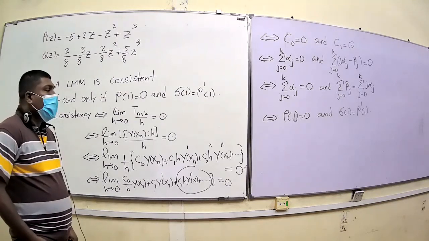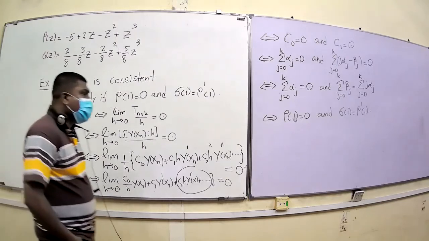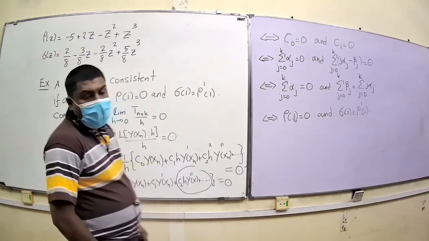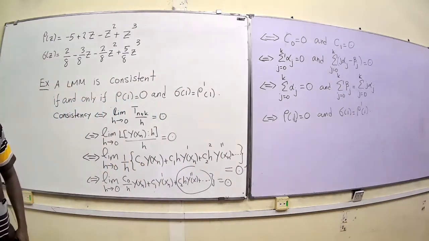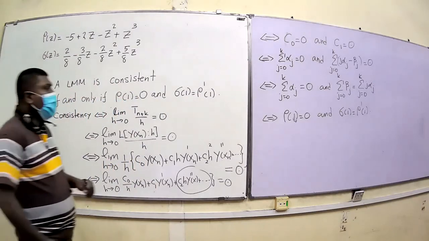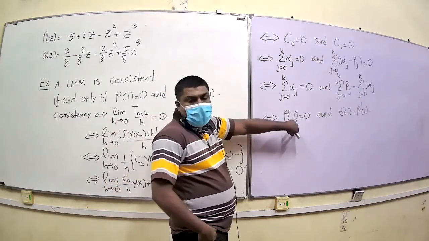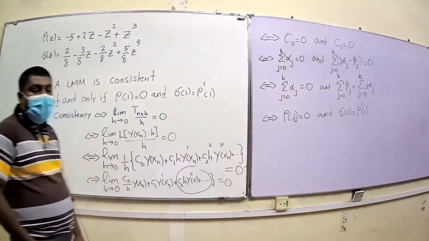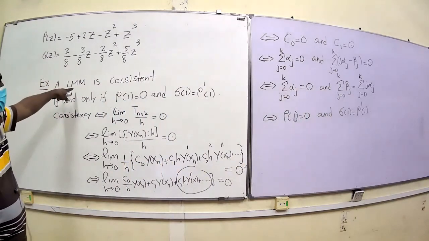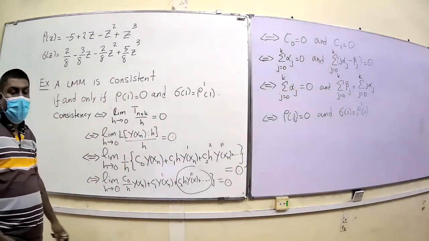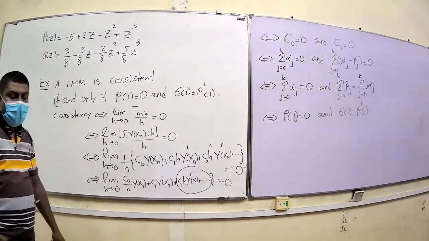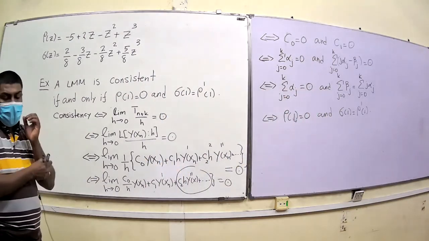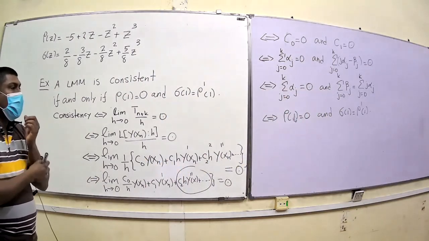So we will stop here, and in the next class we will see a relationship between this condition and the order of the method. Once you see that condition, you can combine consistency with the order of the method. You already know how to find the order of the method, so you can easily check the consistency by just finding the order of the method. That is what we will start tomorrow.